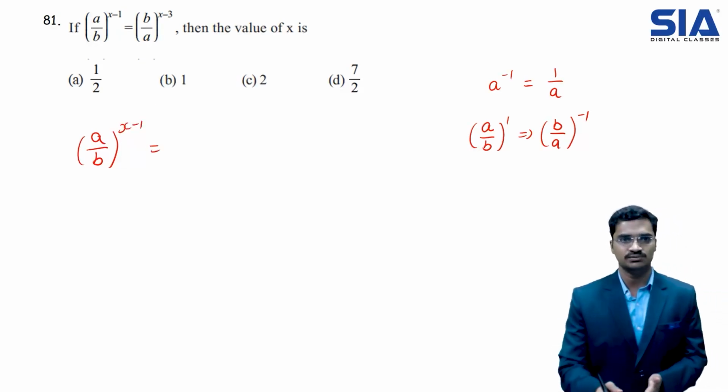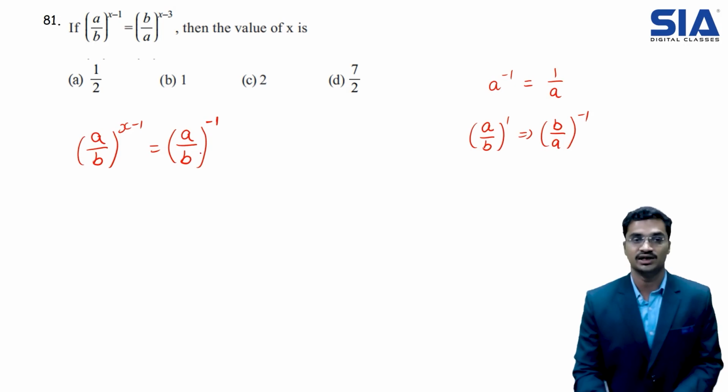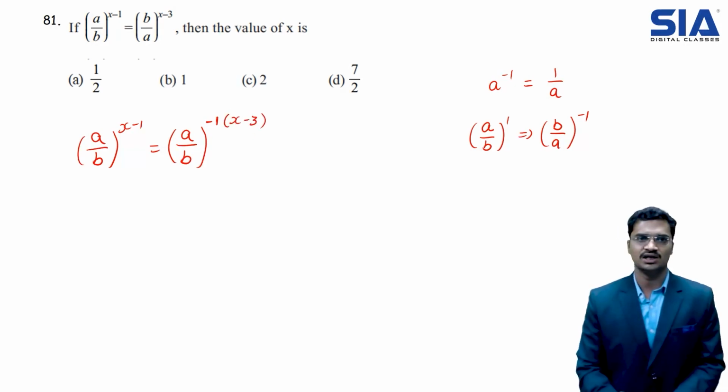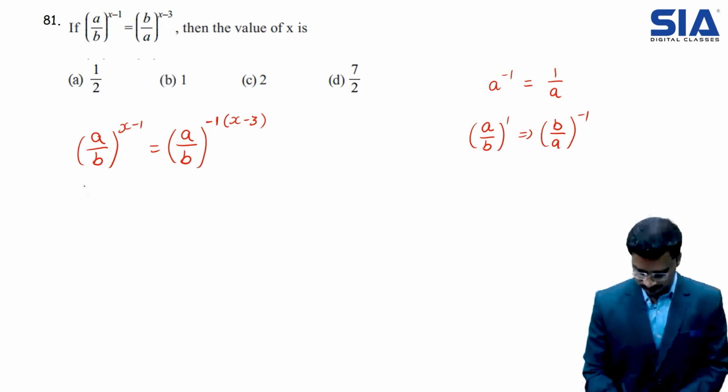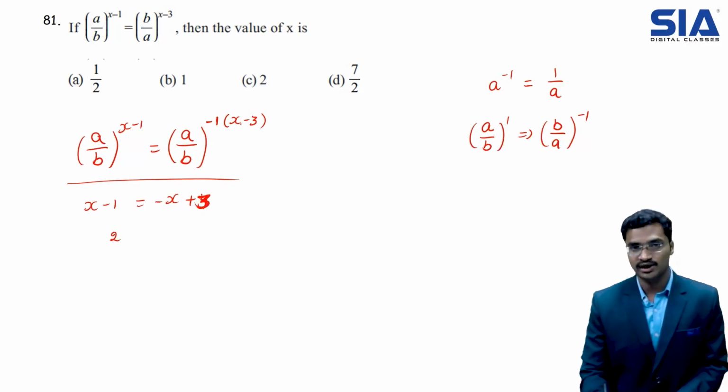Now I am reversing this b by a. If I have to reverse b by a, then it will become a by b, and I have to substitute minus 1. So minus 1 into x minus 3. So if the bases are equal, then the powers should also be equal. So x minus 1 is equal to minus x plus 3, sorry, minus into minus plus 3. So 2x is 4. Then the value of x is 2.